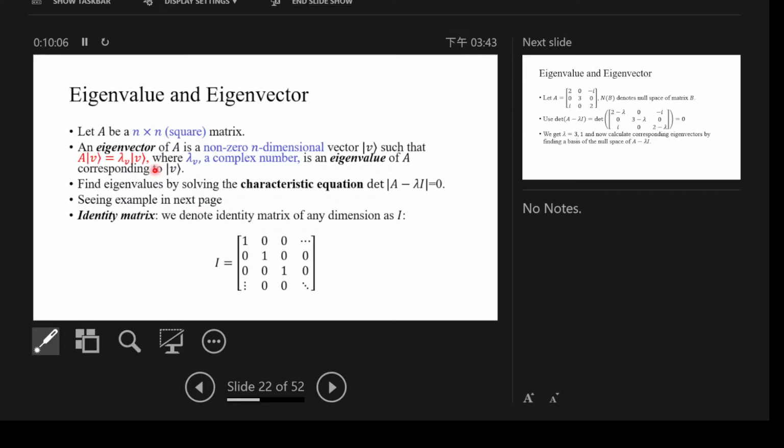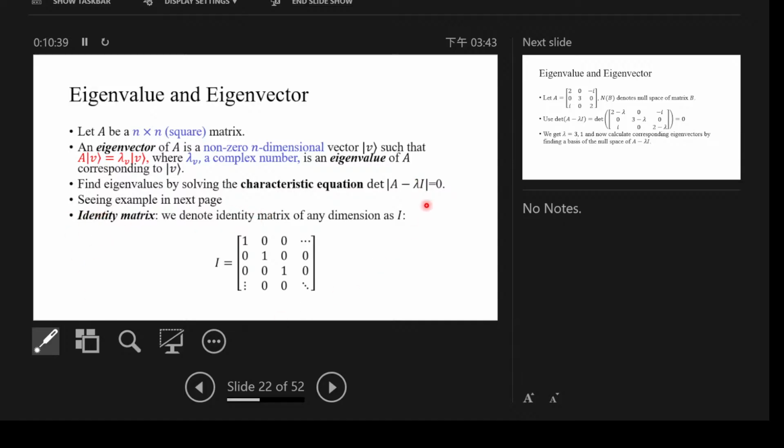And now we start with a bit of a review on eigenvalue and eigenvector. If you are given a matrix A, how you find eigenvalue and eigenvector is that you first find eigenvalues by solving the characteristic equation. So you solve for the determinant of A minus lambda I equal to 0, where the lambdas are the possible eigenvalues. Okay, and we'll have an example on the next page.